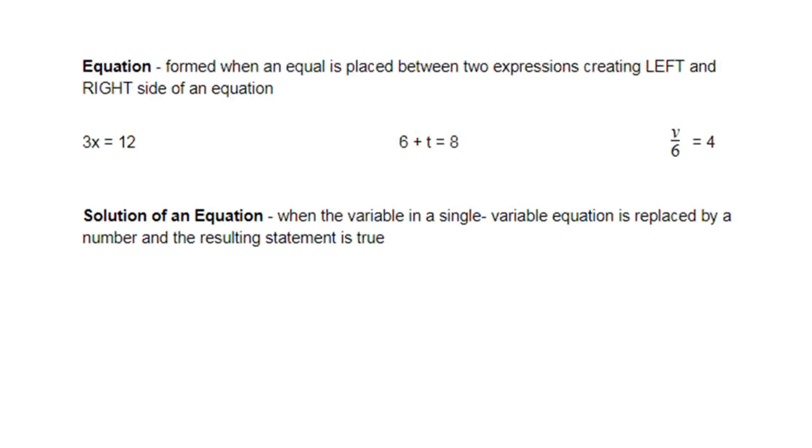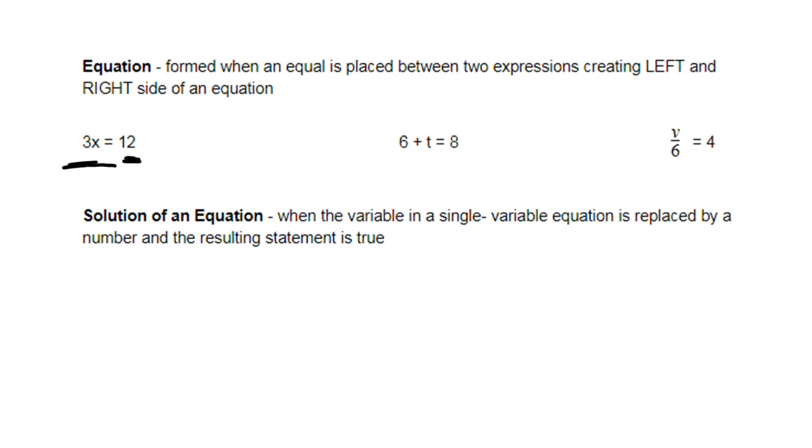Alright, we're going to talk about single-step equations, how to solve single-step equations, and what an equation actually is. If we look here, we have kind of a loose definition of what an equation is. An equation is formed when an equal sign is placed between two expressions, creating a left side and a right side. If we look at 3x equals 12, we've got our equal sign, we have our left side of our equation and our right side of our equation.